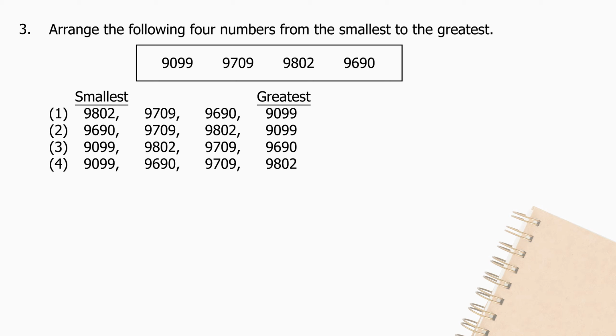Question 3. Arrange the following four numbers from the smallest to the greatest: 9099, 9709, 9802, 9690.